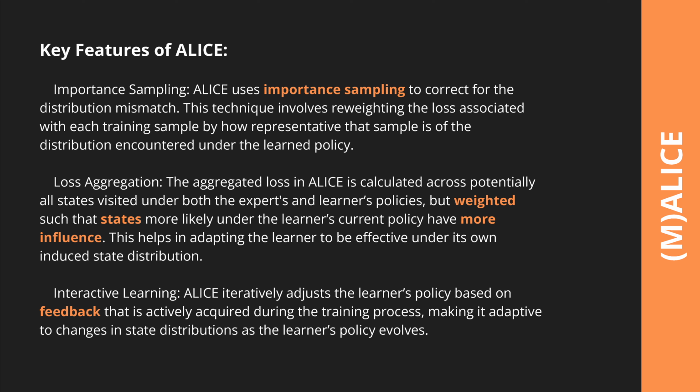So this means simply Alice as a single agent iteratively adjusts the learner's policy based on the feedback that it is actively acquiring during these training processes, making it more adaptive to changes in the state distributions as the learner policy evolves. And in my last video I spent 10 minutes to explain distribution and state distributions.